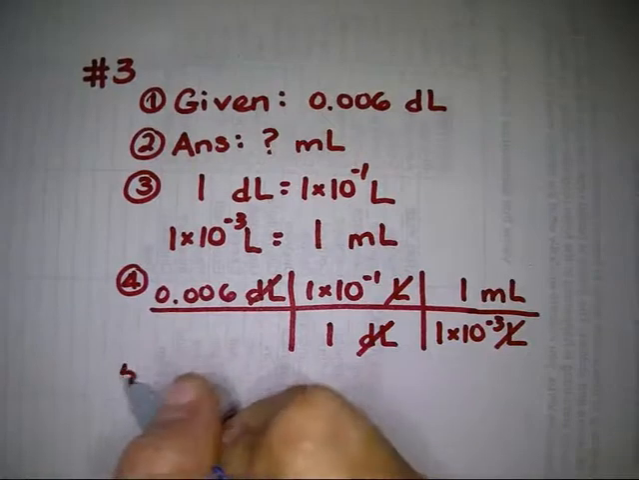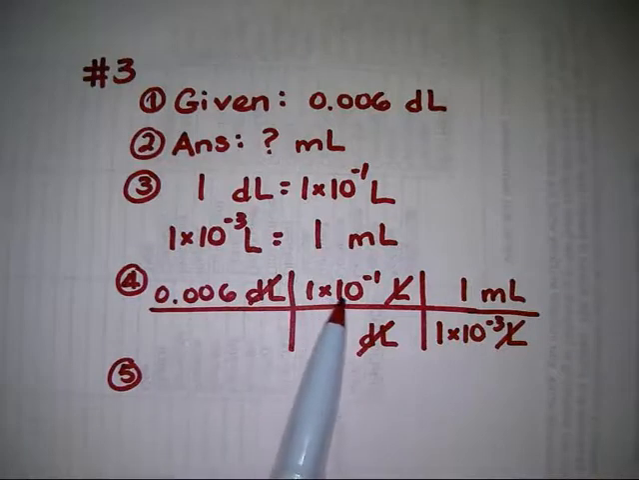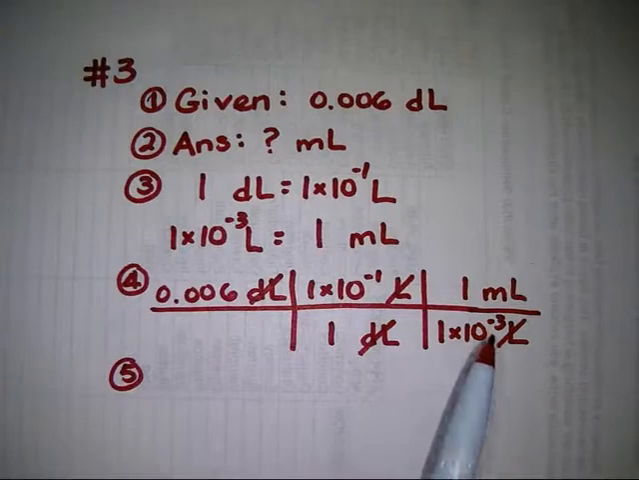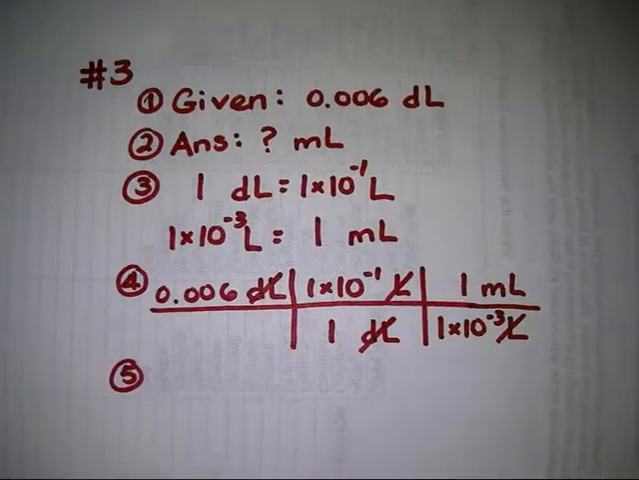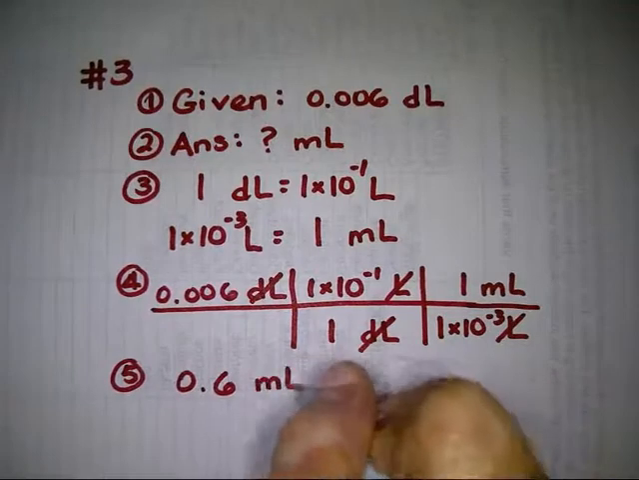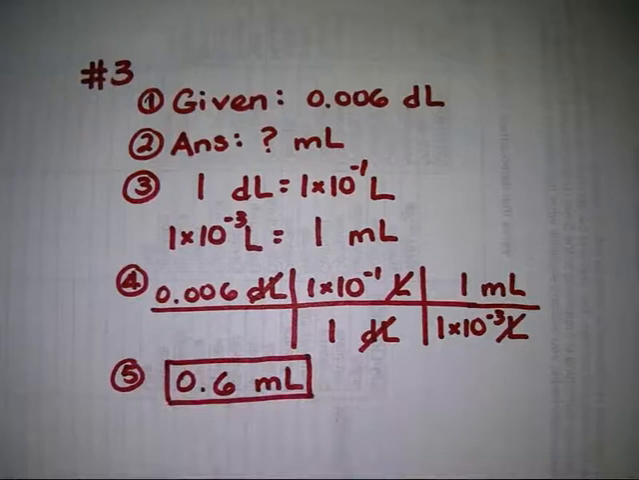When you are putting this into your calculator, you will have 0.006 times 1E negative 1 divided by 1E negative 3. And the answer is 0.6 milliliter. Notice that the given has 1 sig fig, so your answer will have 1 sig fig.